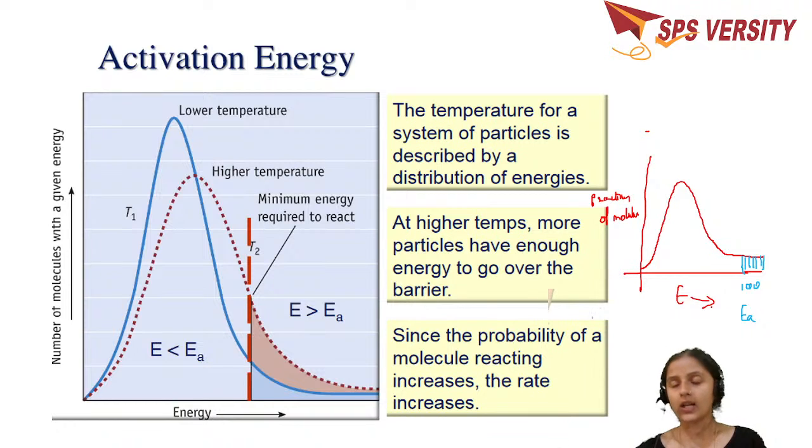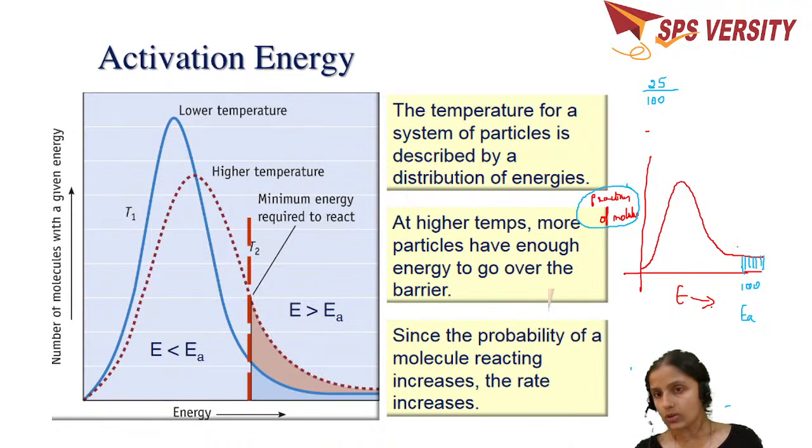That means if there are 100 students in the class, and only 25 students can pass, get the pass marks in the exam, then this is that fraction, the fraction of molecules having activation energy, and this is the activation energy. So there will be molecules below this curve, but only those molecules which cross this line, which is equal to 100, can form the products. This is at a temperature, say T1, which is a lower temperature.